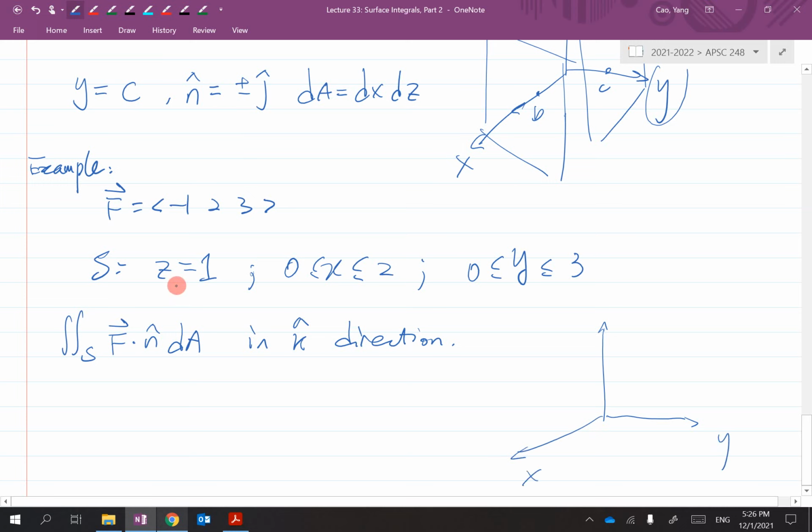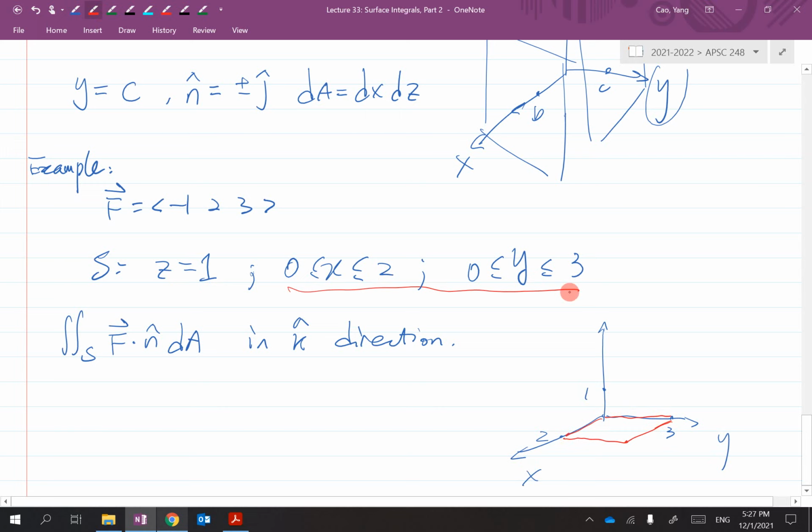It gives you z equal to 1. So z equal to 1, and then x ranging from 0 to 2, y ranging from 0 to 3. Technically, if you have to draw this in the xy plane, you get basically a rectangle by looking at these two conditions.